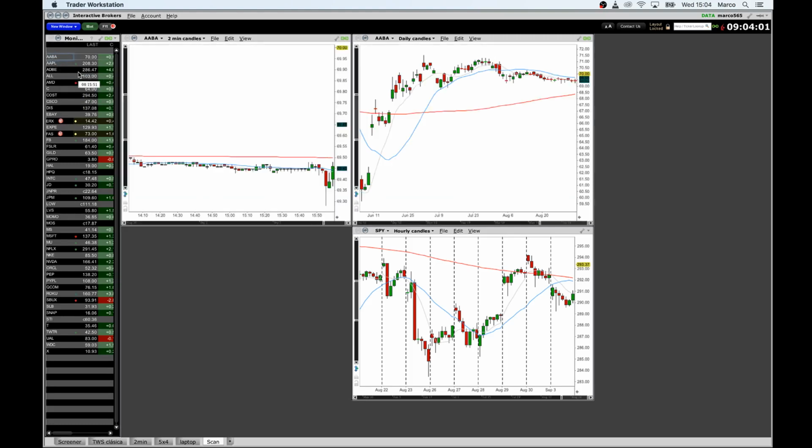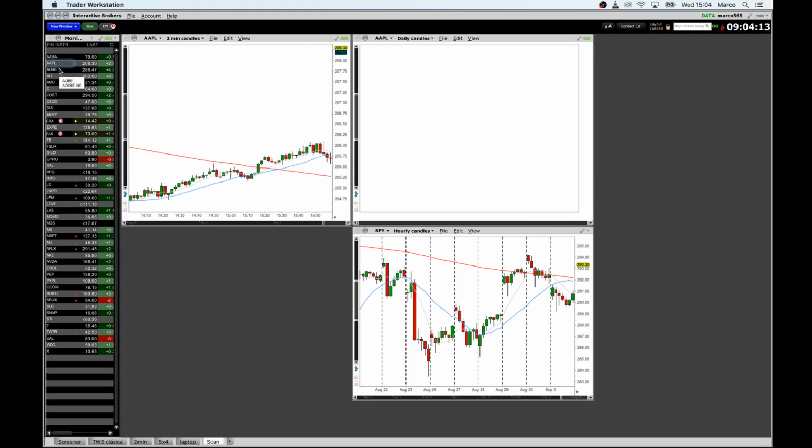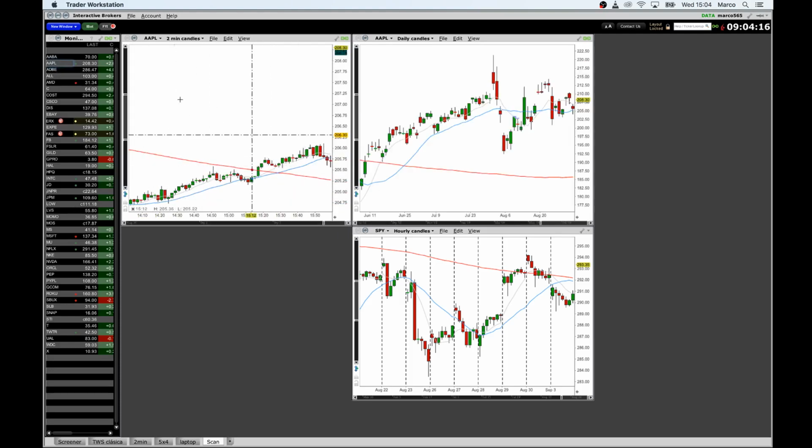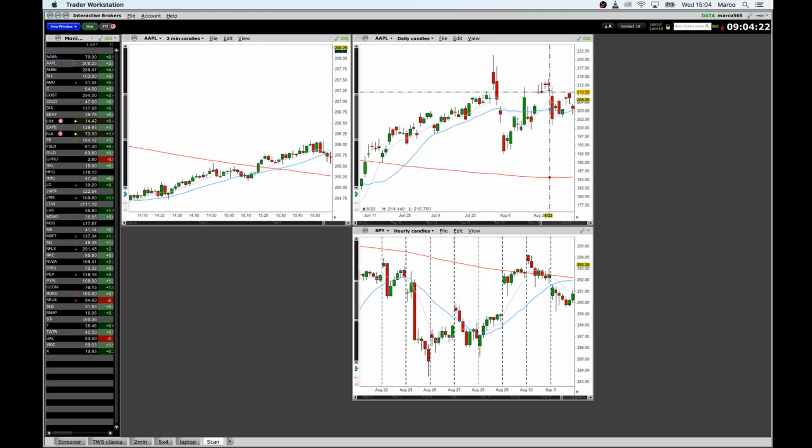So ABBA, I don't really like it because the stock is mostly flat over the day, so I will skip this one for the rest of the time. So Apple, on the 2 minutes chart it's close to each other, so it's okay. And we are gapping up, so we have a resistance here at 210, so that gives us less than $2. It's not the best conditions, but let's say we're going to keep it. Let's see what we have later. So Apple, I will put 1 star only.